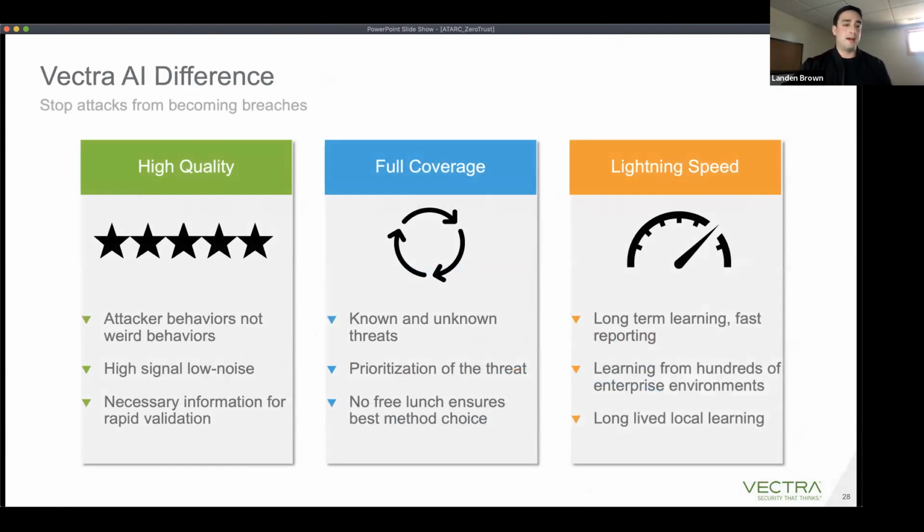So what difference does that make? It introduces a higher quality of alerts to the analyst, with less noise of just anomalous data alone. Attacker behaviors are not just weird behaviors, but are indicative of how an attacker would operate. It provides you full coverage across the network. Cybercom said it best when they said we're really good at providing coverage for the known bad, but Vectra is fantastic for providing coverage for the unknown bad. And this last piece, lightning speed, is important: producing results from a machine learning model very quickly. Our models are trained with that in mind as well.